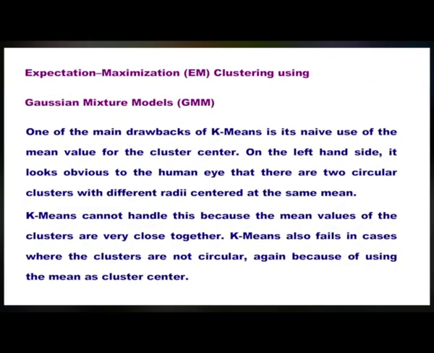Now, let us see about expectation maximization clustering using Gaussian mixture models, that is GMM. One of the main drawbacks of k-means is its naive use of the mean value for the cluster center. On the left hand side, it looks obvious to the human eye that there are two circular clusters with different radii centered at the same mean. K-means cannot handle this because the mean values of the clusters are very close together. K-means also fails in cases where the clusters are not circular, again because of using the mean as cluster center.